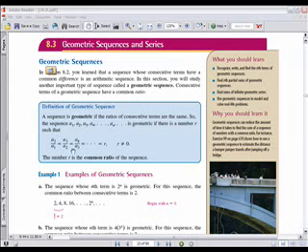Geometric ones have a common ratio between the terms and can be thought of as discrete exponential functions. And so as we see, a geometric sequence is one such that if you divide a term by the previous one, you always get the same number. That's the common ratio.